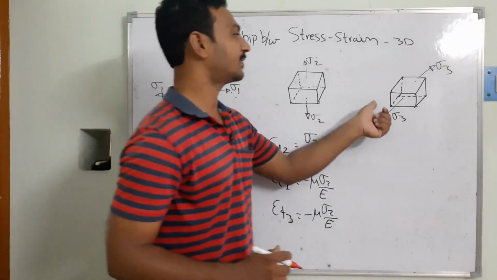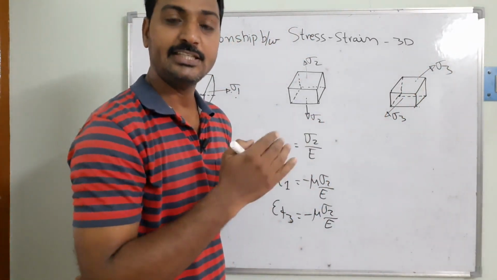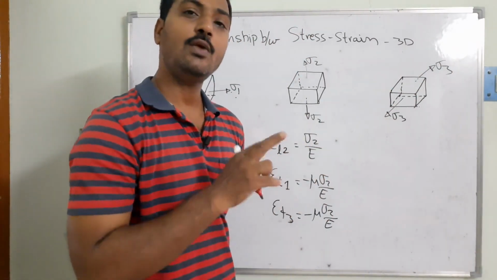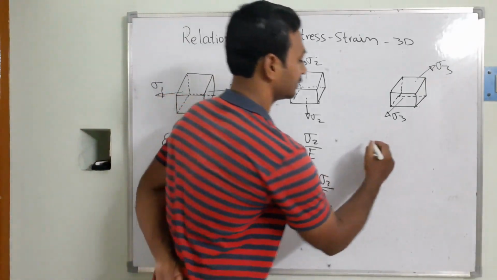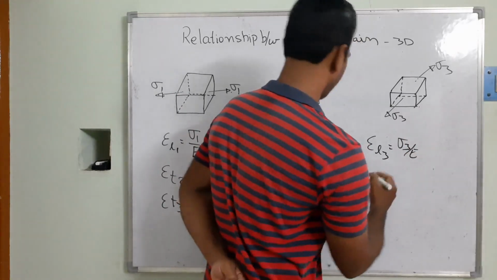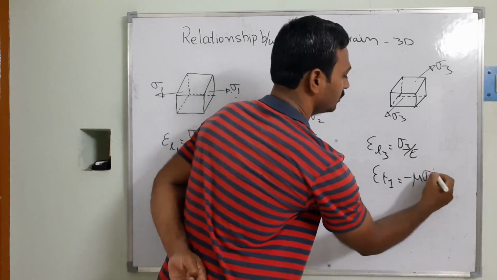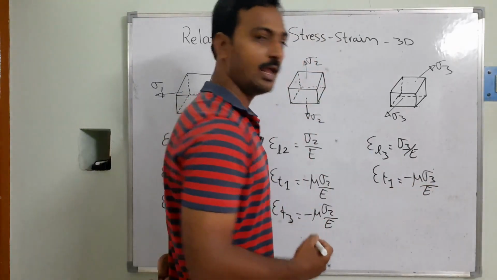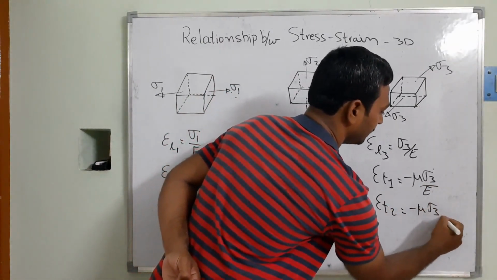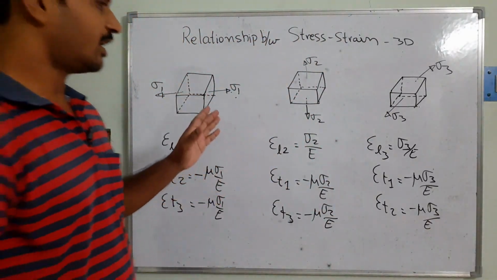And similarly, I am applying this for the third direction. In this case, the stress is acting in the z direction. The change in dimensions in that direction is considered the longitudinal strain. The remaining 1 and 2 directions are called lateral strain. So epsilon 3 is equal to sigma 3 by E, and epsilon T1, the lateral strain, is equal to minus mu into sigma 3 by E. Similarly, epsilon T2 is equal to minus mu into sigma 3 by E. This way we have calculated the individual strains in their respective directions.